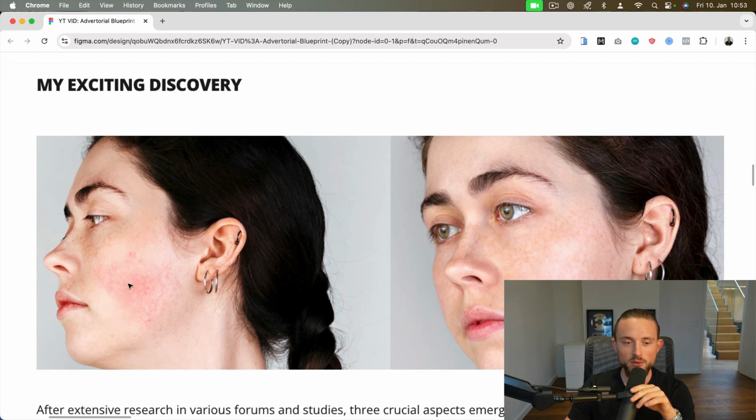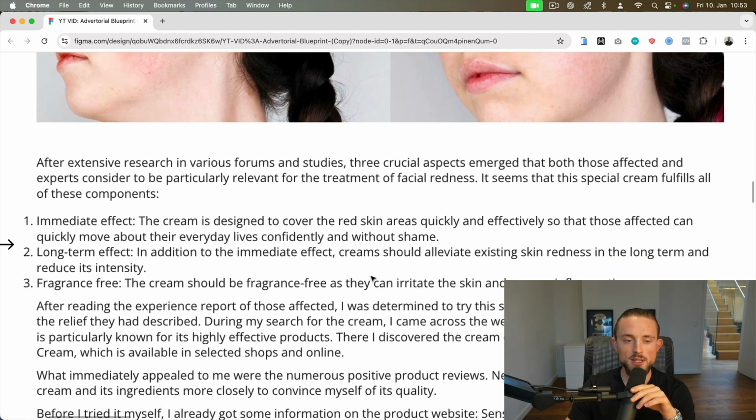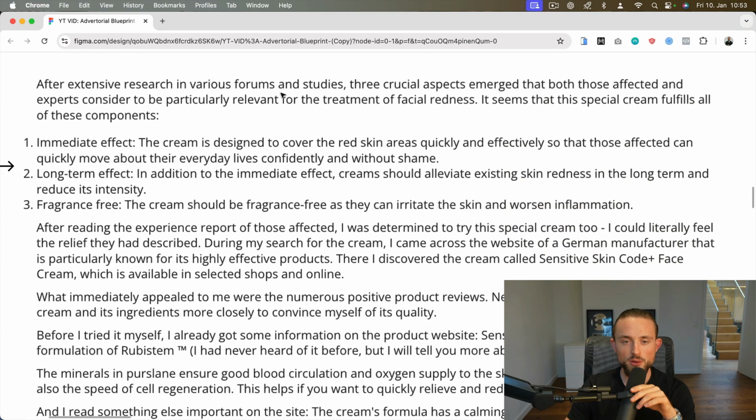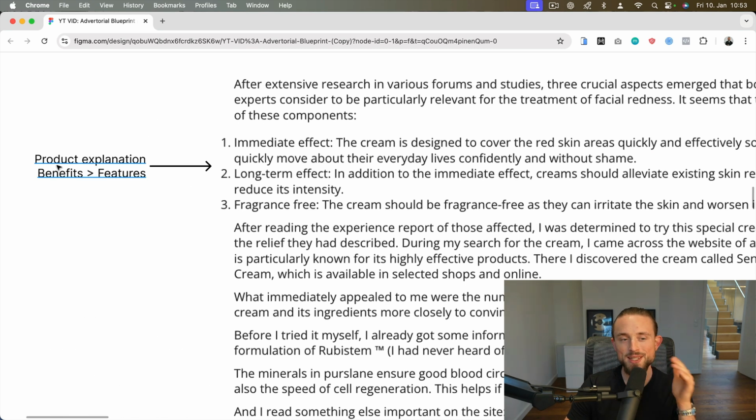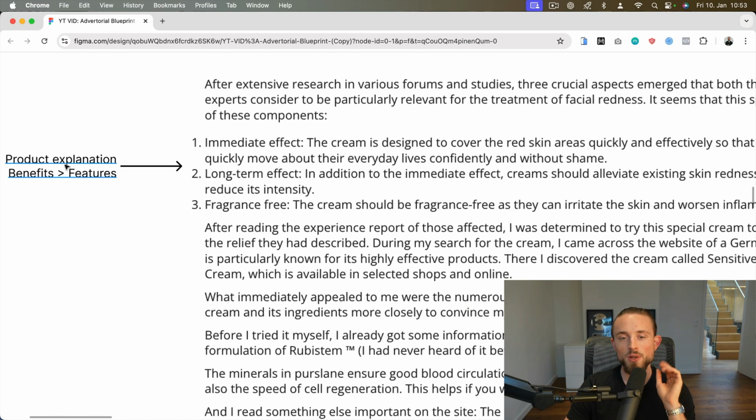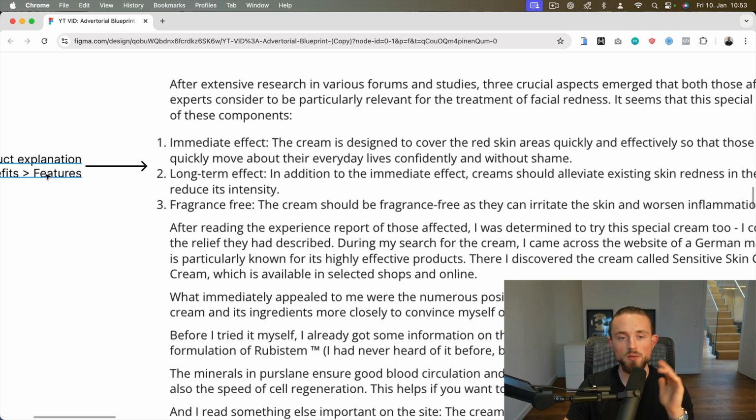So then we show this exciting discovery. Here again, we have the before and after transformation, right? The desired situation. Then we say, after extensive research in various forums and studies, 3 crucial aspects emerged that both those affected and experts consider to be particularly relevant for the treatment of facial redness. It seems that this special cream fulfills all of these components. And here we start explaining the product, right? But we, again, and that's why I wrote this, we talk about product benefits, not about product features.